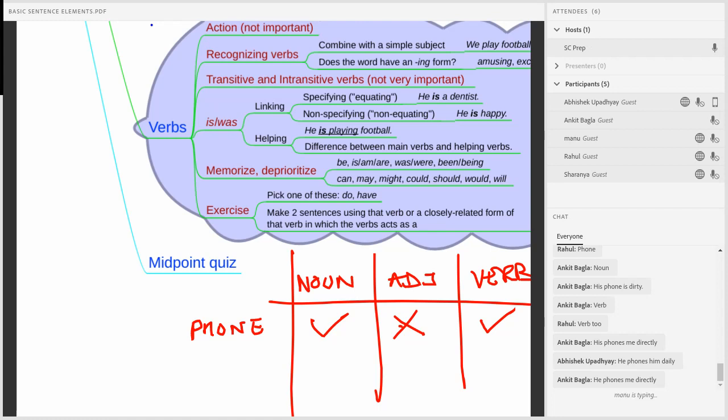Okay, awesome. So well done. So I think you guys did well over here. Now, why did we do this? We did this so that you really understand that just knowing these tests is not enough. You have to apply them to see what role that word is playing in the context of the question that you have.